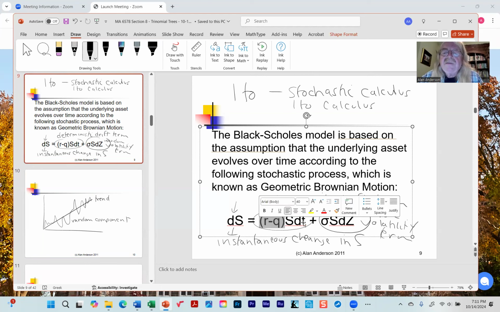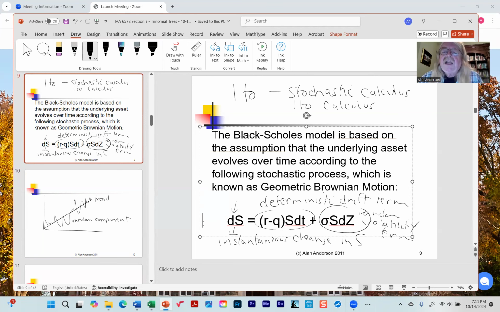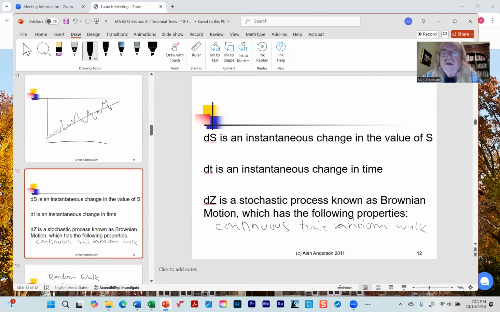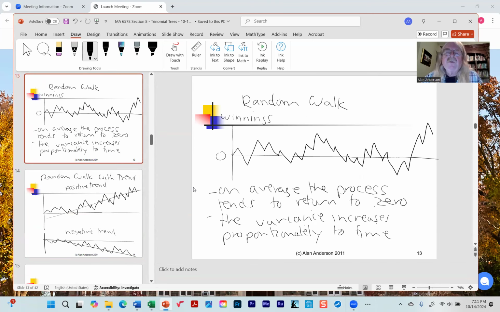Then we have S dt. The dt, by the way, represents an infinitesimal change in time. S is the current stock price, as is the case here. And then the dz is the Brownian motion. So Brownian motion is its own separate stochastic process. And as we discussed last time, you could imagine a random walk, which is a series of ups and downs, where on average, the process should be at 0. But as time elapses, we can move further and further away from the 0.